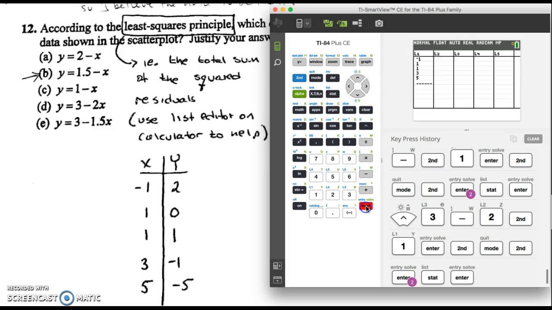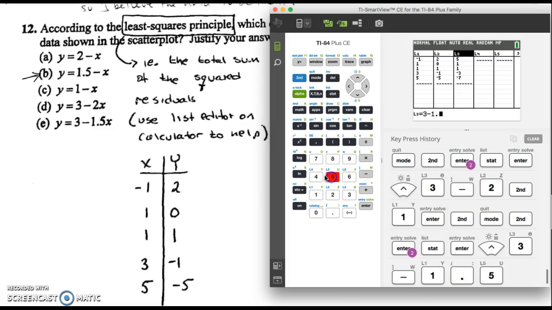Stat, Edit. Now we're going to try the final equation: 3 minus 1.5 times list 1.